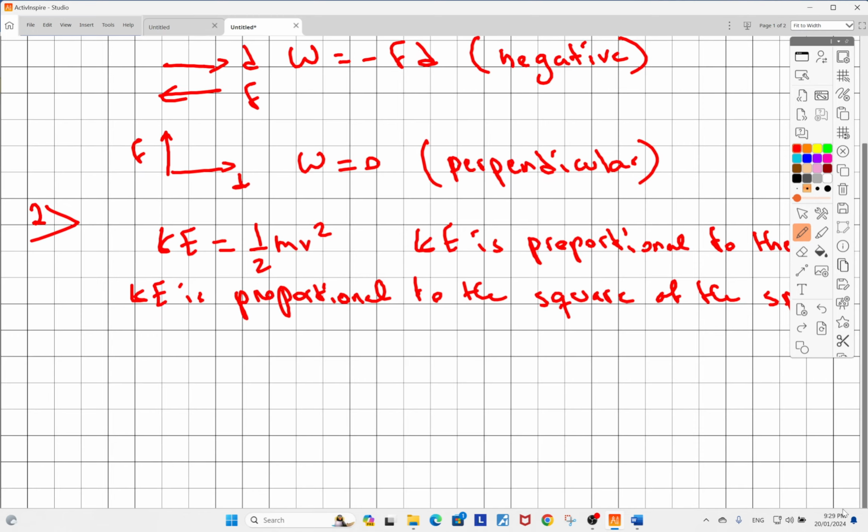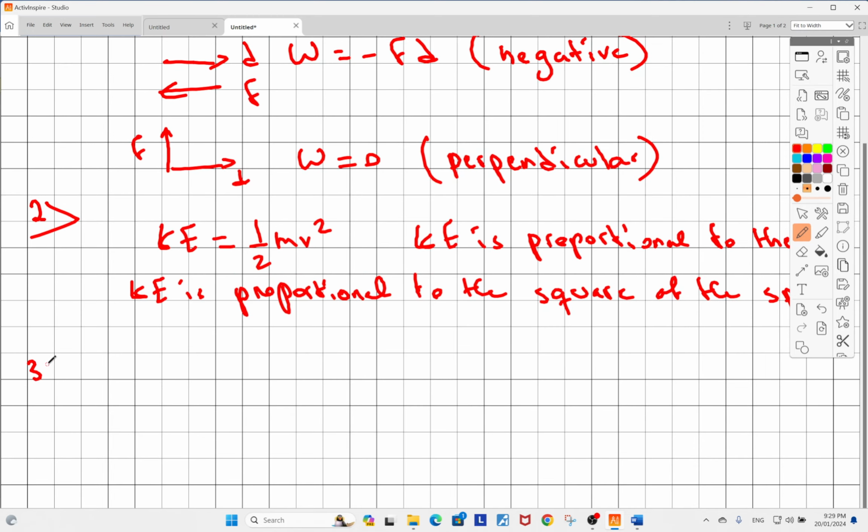Let me also add that the formula for the kinetic energy is half mv square. The change in the kinetic energy is kinetic energy final minus kinetic energy initial.